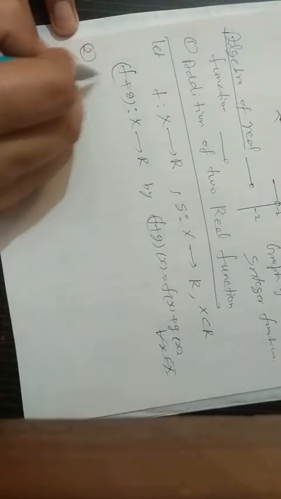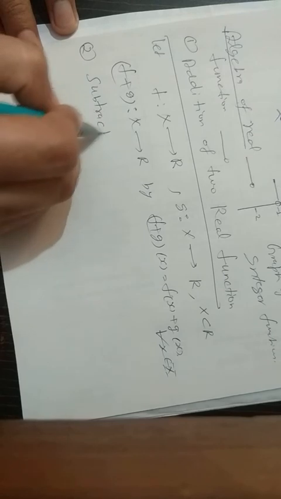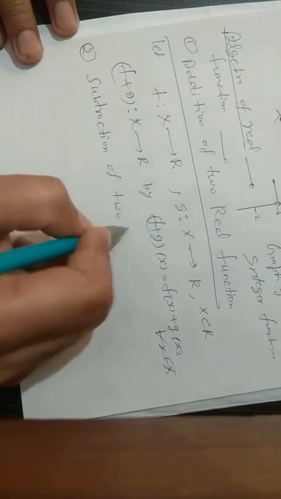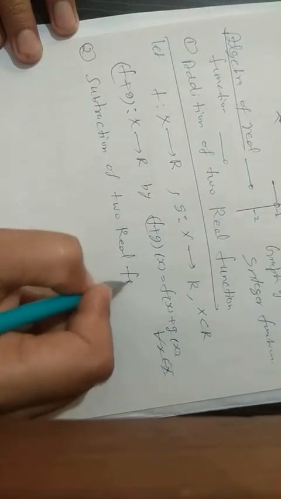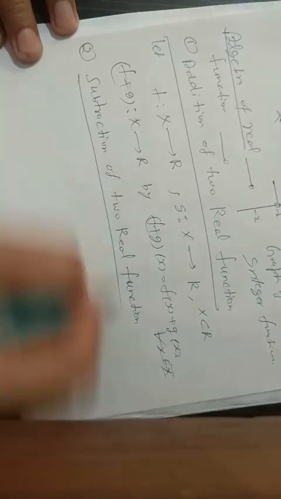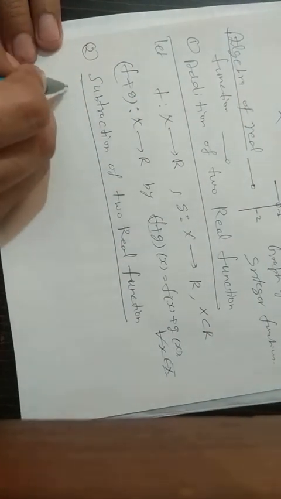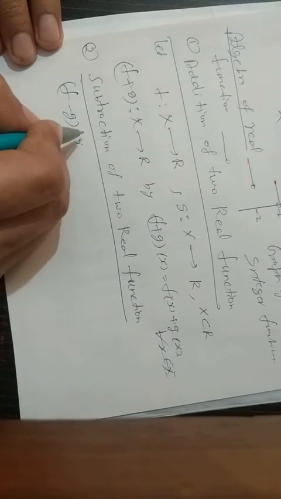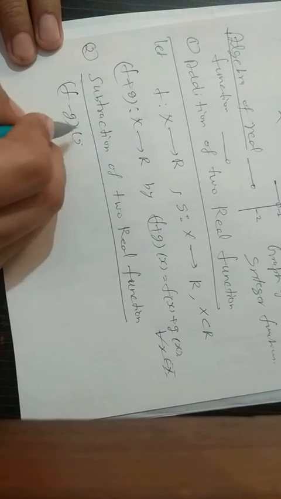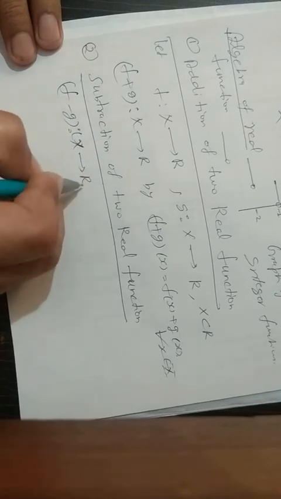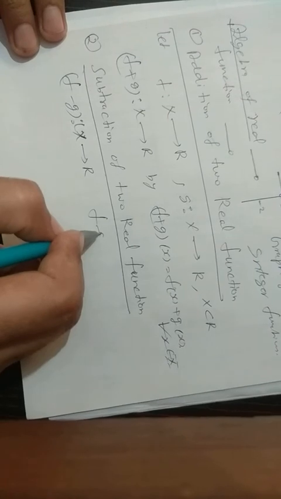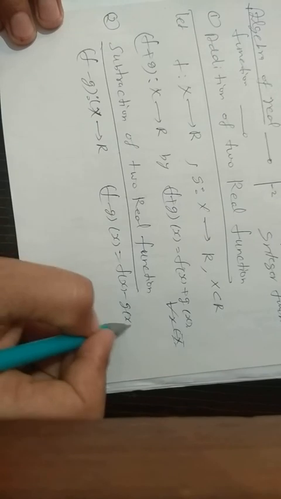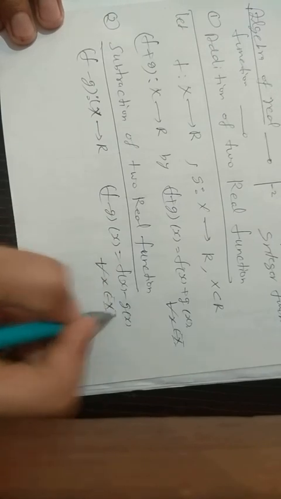Next is subtraction of two real functions. It is the same as for addition. f minus g, defined from X to R, such that (f minus g)(x) is equal to f(x) minus g(x) for all x belongs to capital X.